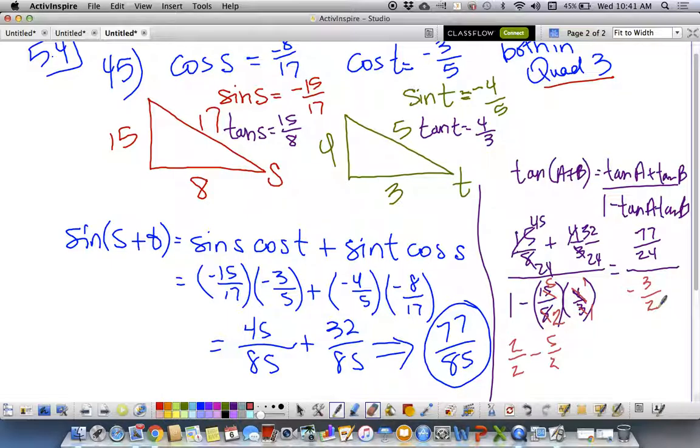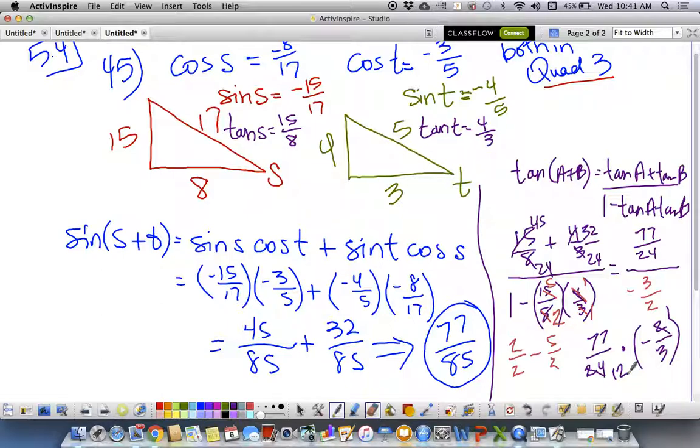So now you have a fraction divided by another fraction. What do we do? Flip the bottom number and multiply, and reduce. 77 over 24 times negative 2/3. 2 goes into 2 once, 2 goes into 24 12 times. And I'm 99.9% sure 3 will not go into 77. 7 plus 7 is 14, and it won't. So we have 77 over 12 times 3, 36.